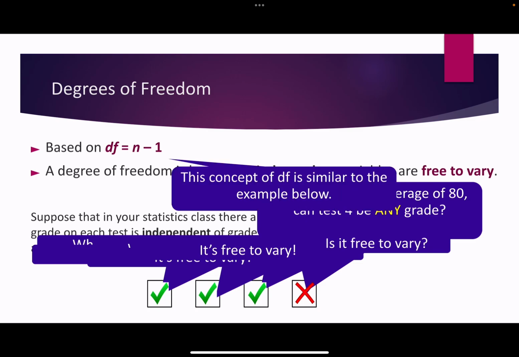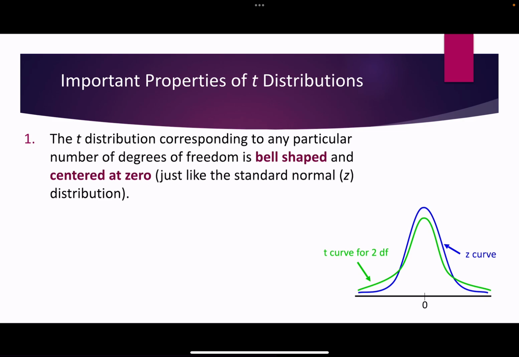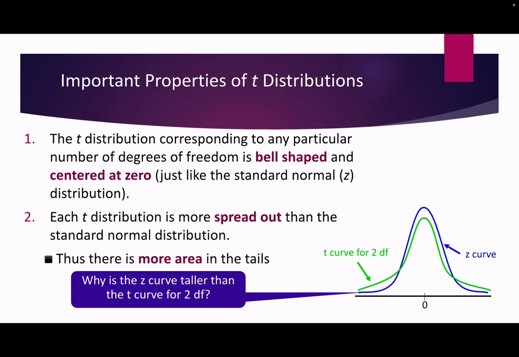This concept of DF, or degrees of freedom, is similar to the example below. So the T distribution corresponding to any particular number of degrees of freedom is bell-shaped and centered at 0, just like the standard Z. So if you look, the blue is the Z, and the green is the T curve for 2 degrees of freedom. Each distribution is more spread out than the standard normal distribution, thus there is more area in the tails.